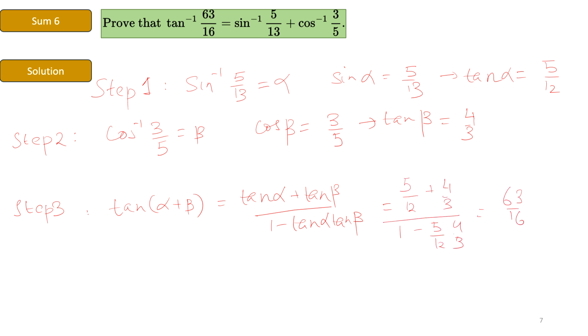Step 4. Tan inverse 63 by 16 is alpha plus beta. Converting the values of alpha and beta into those which we have taken in steps 1 and 2, we prove LHS equals RHS.